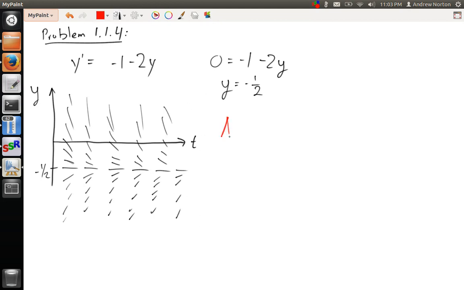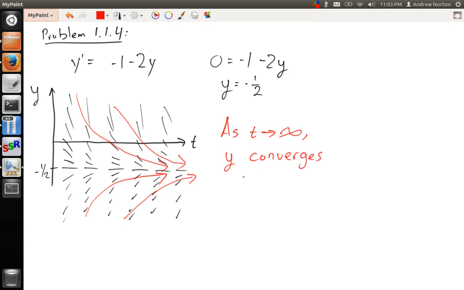Well, what happens as t goes to infinity? Well, as t goes to infinity, you can kind of see that any solution to this differential equation comes up like that, following the slope field. So as t goes to infinity, we can say y converges to negative 1/2.